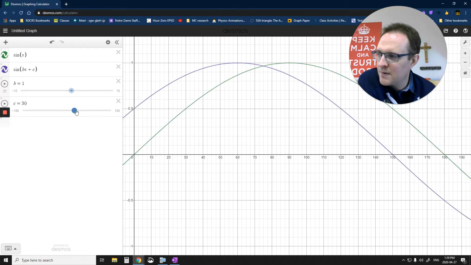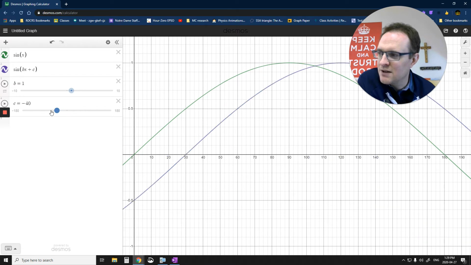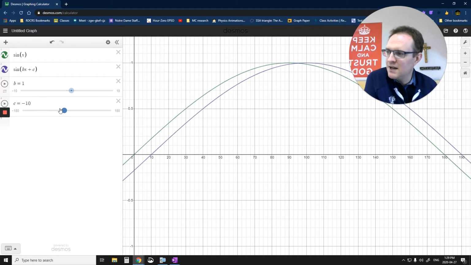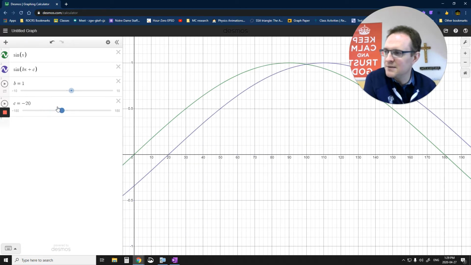So if I increase that, so my C value is positive 80, plus 80, you can see that I moved over 80 degrees. But I moved over to the left. The graph has moved to the left. If I go negative, it's moved over to the right. You can see it starts over here at the origin, and as I make it negative, the whole graph starts moving over. I'm moving over by tens here too.